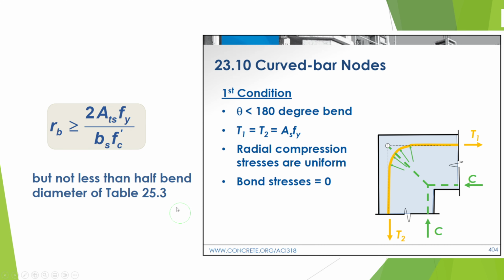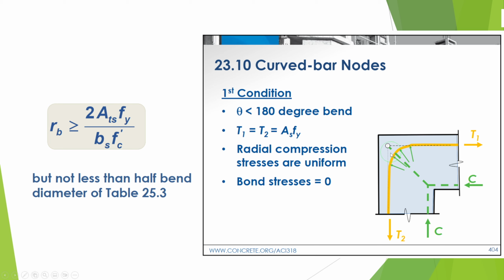Okay, the first condition discussed in the ACI code: if you have a node attached to two ties, a horizontal and a vertical tie, and the forces are equal, T1 equals T2. At this time, the bond stresses equal zero. Here we have only compression stress. We don't have shear stresses, as we have discussed before.